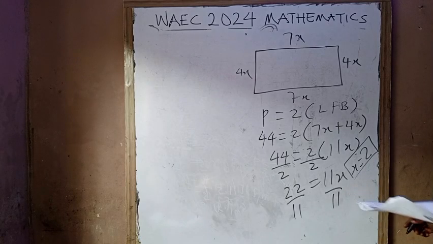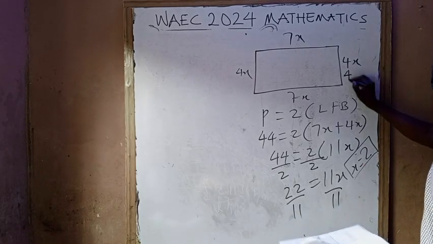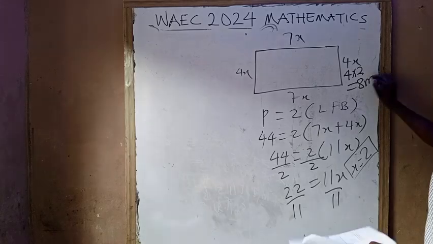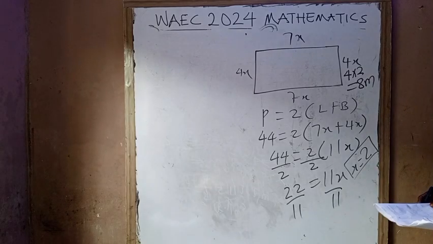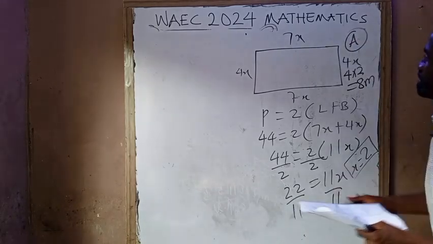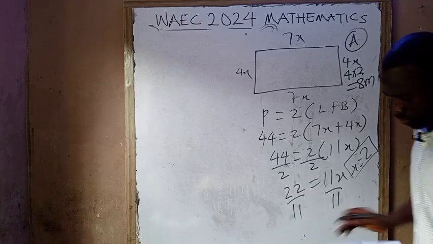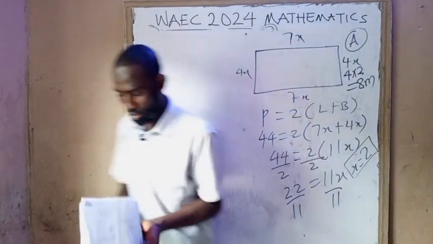So if x is 2, what will be the breadth? 4 times 2, and that is what now? 8 meters. So our answer is what now? Option A. So question number 20 is option A. So let me quickly go to 21.